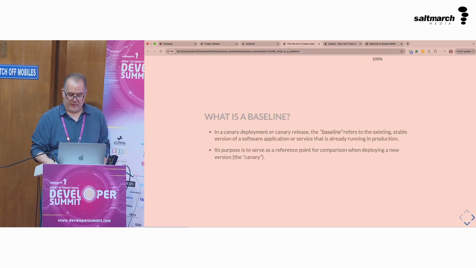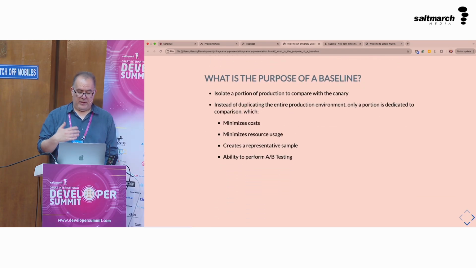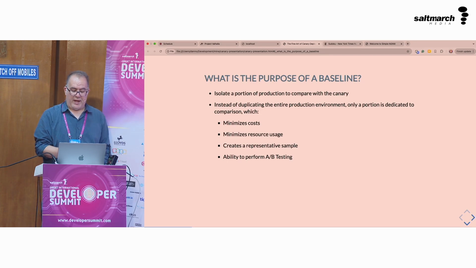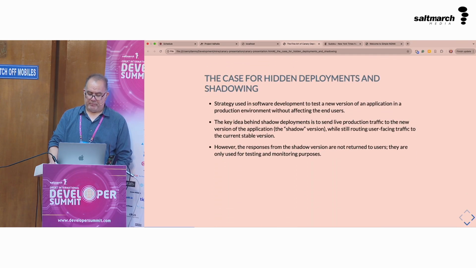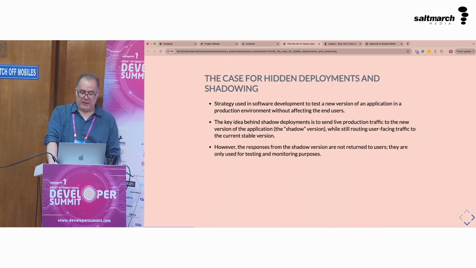So that's what the baseline is. I already talked about it. It's going to be your reference point for comparison. Instead of duplicating the entire production environment, you just have one, so you can minimize costs, resource usage, things like that. Perform any kind of testing, A/B testing, or statistical testing to ensure that the new rollout is going to be good.